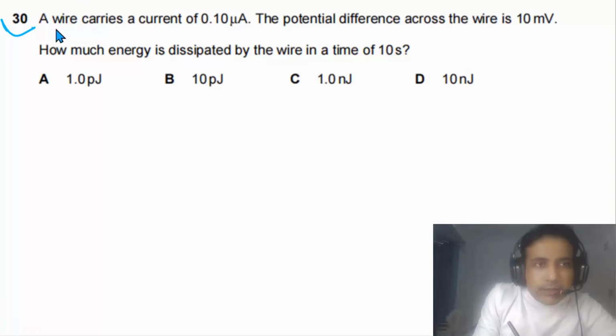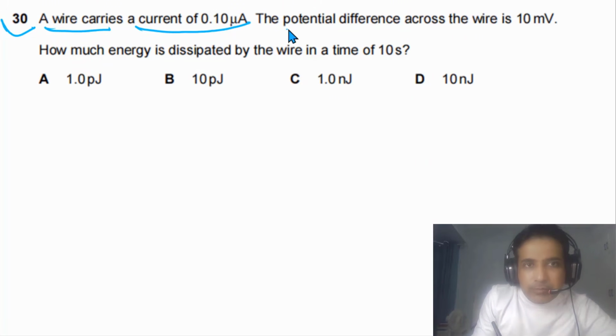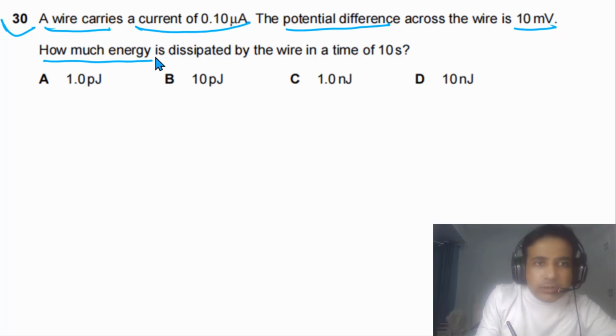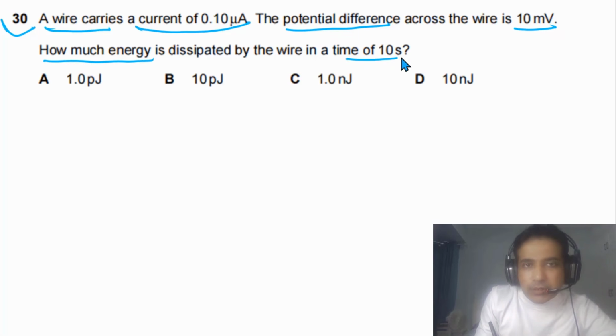Question number 30 says a wire carries a current of 0.10 microamps. The potential difference across the wire is 10 millivolts. How much energy is dissipated by the wire in a time of 10 seconds? First of all, we can just imagine the wire as a resistor. So this is the wire. It has a certain resistance, and the current passing through this wire is given to us, I is current, that is equal to 0.10 times 10 to minus 6 amps.